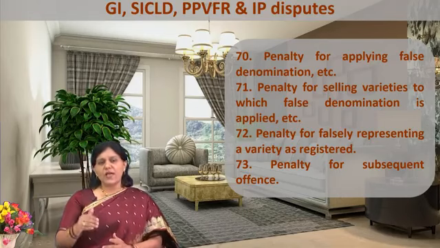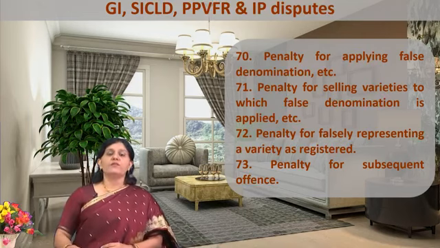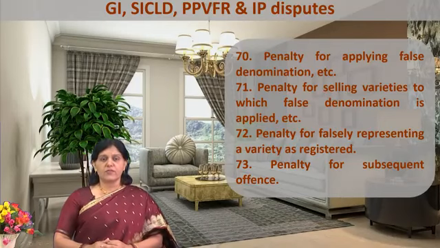Generally, if you see, 2 lakh or 3 lakh is the upper limit, but in the case of plant varieties you can check that 5 lakh is the limit. You can do the comparison of all the acts and check that particular thing.